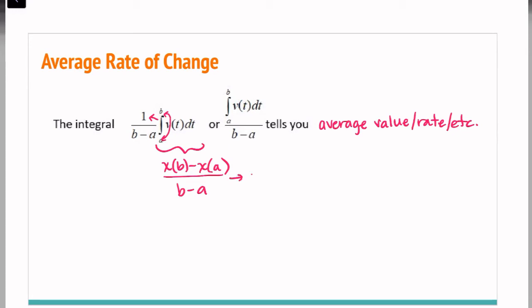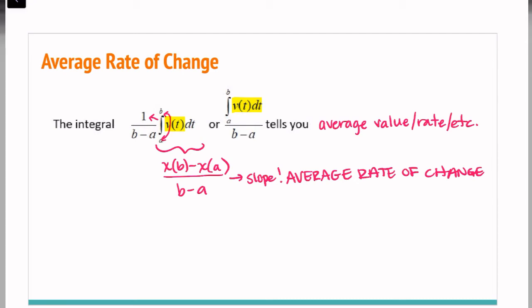So this is like our slope formula, right? Slope formula, this is going to give us the rate of change, or average rate of change, I guess we should call it. This is going to give us the average rate of change. Okay? Or the average velocity, or the average, whatever's inside of this integral is what it is going to give you the average of. So let me give you a few examples.